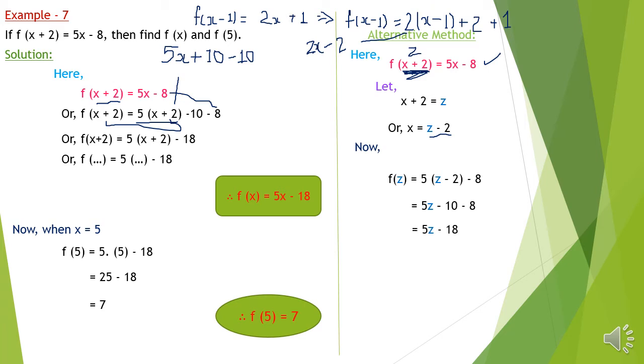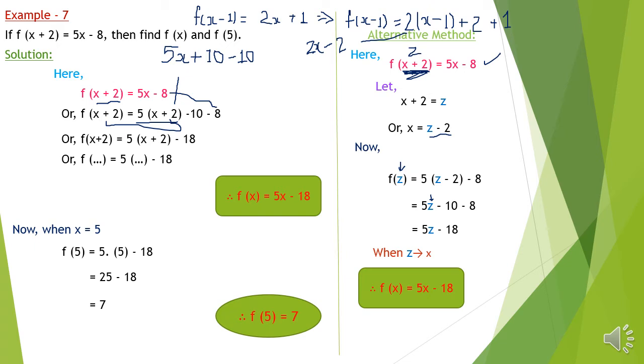We have to find f(x), but we got f(z), so we don't have to worry about it, because many times we have said that this input variable is generic. It is not specific, it is not defined, so it can be changed. We like to change it to x. So when z becomes x, f(x) is equal to 5x minus 18. Whichever method you like, you can follow that method.